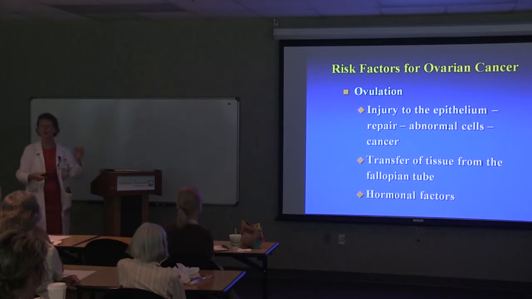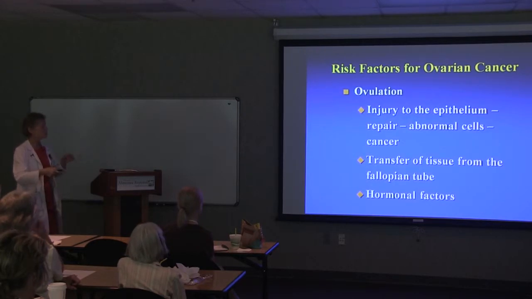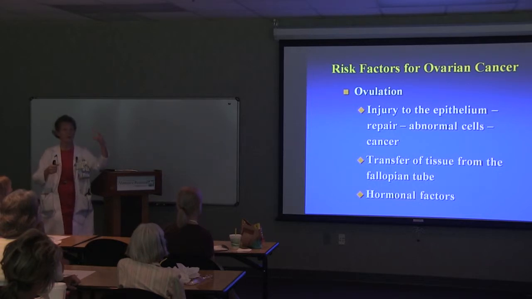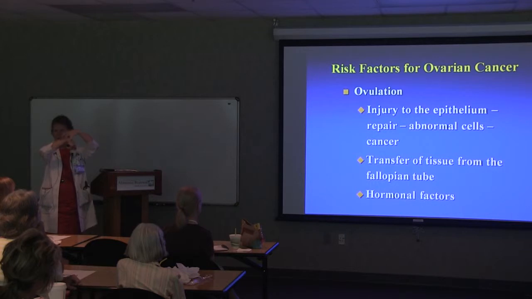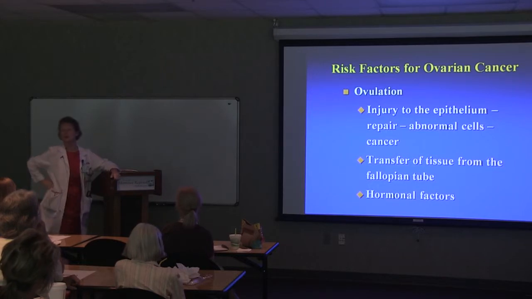And what we are learning more and more now is that the fallopian tube may be important. The fallopian tube is very soft, and it lays over the ovary to pick up the egg. So sometimes a little piece of the epithelium from the fallopian tube gets stuck in the ovary. And we now think that this is a very important focus for the development of ovarian cancer.